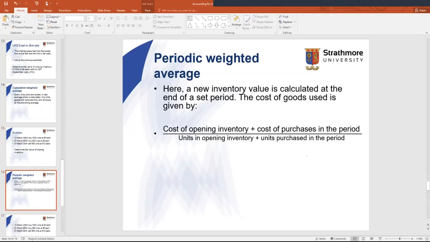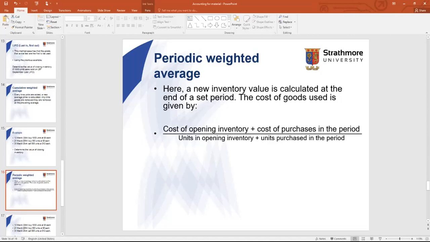It's not like the case of the cumulative where you're going to be getting the value of the item every time that a sale is being made. If a sale is being made on 10th, then you need to get the average price of items by the 10th of September, for example. If you're selling on the 20th of September, you get the value of the item by the time the sale is being made on 20th of September. In the case of the periodic, we're going to get the value of the items by the end of the period.